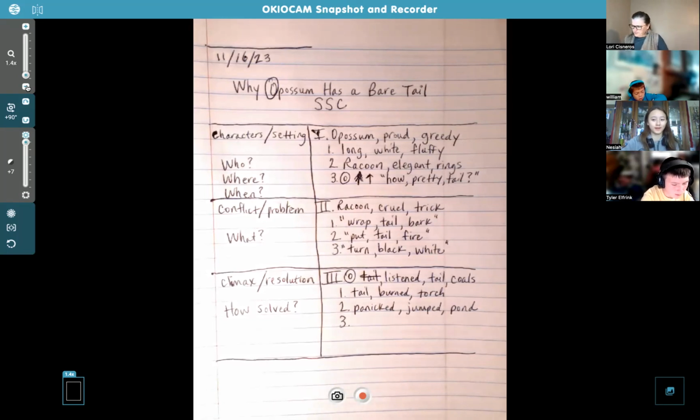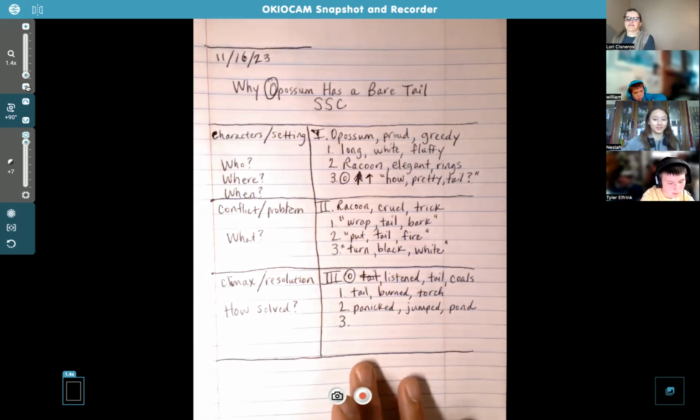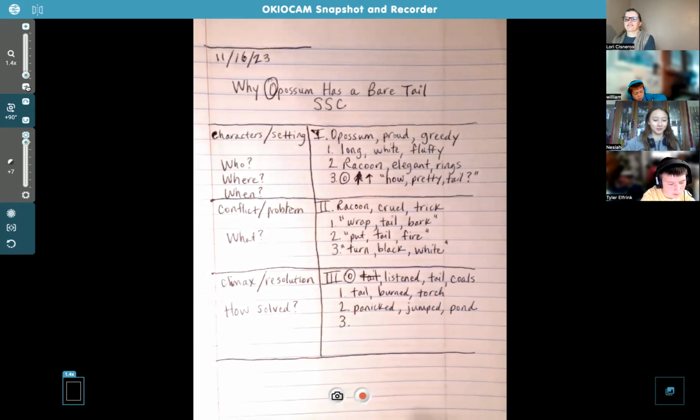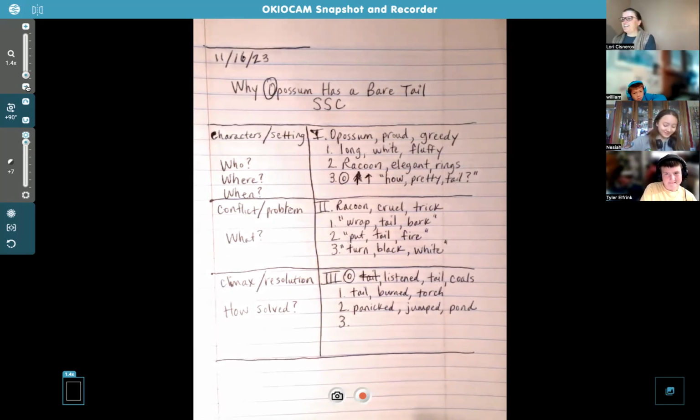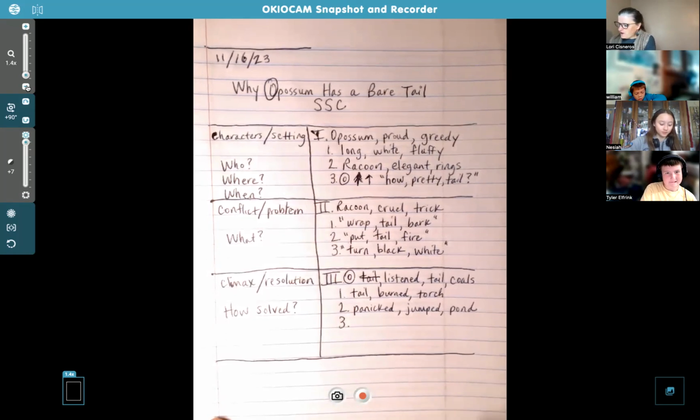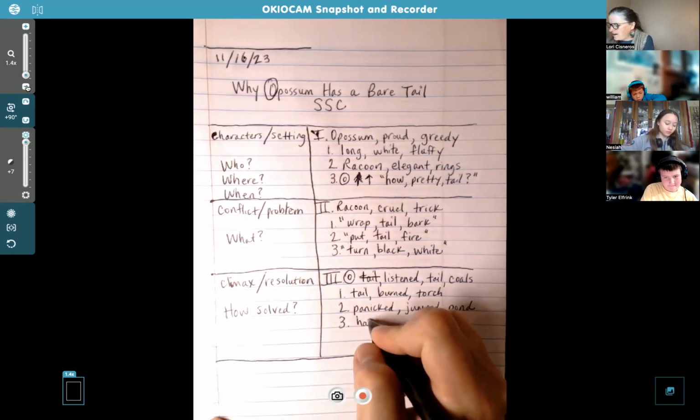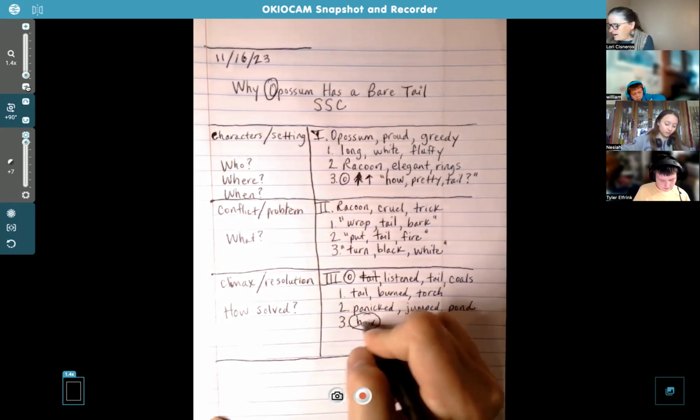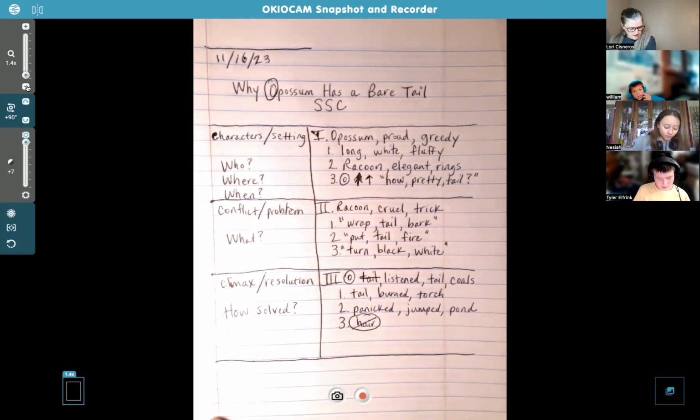It burned Opossum's tail so badly that it couldn't grow back more fluffy hair. Right? And then it talked about his children and his children's children. So basically, forever until the end of time, opossum has a bare tail. So I'm going to put that word hair and circle it and put a line over it: no hair.